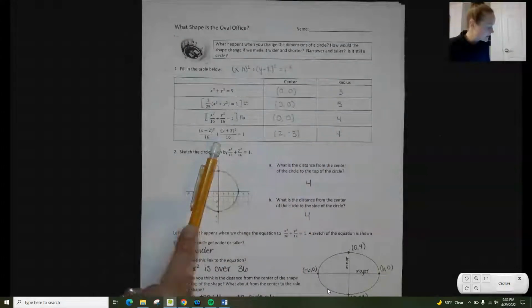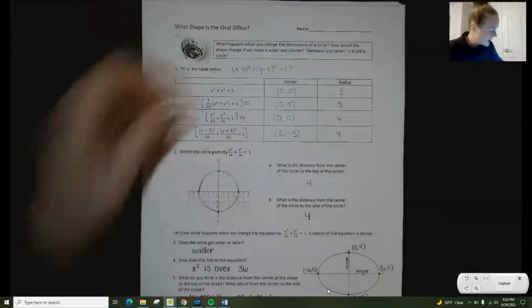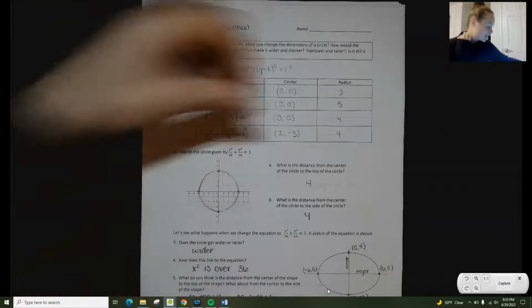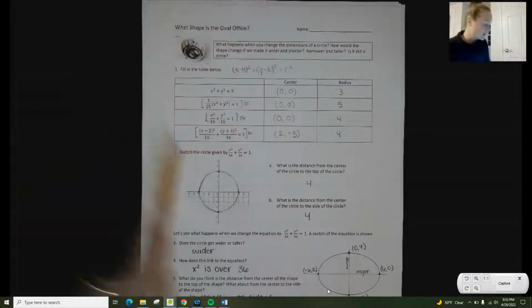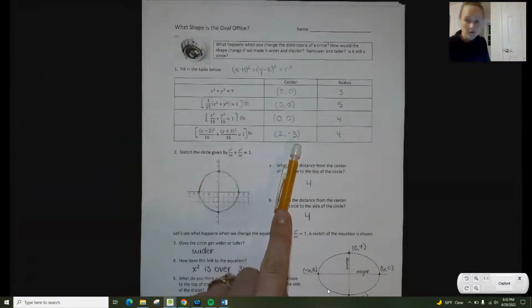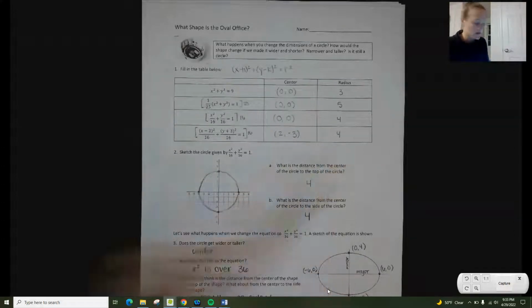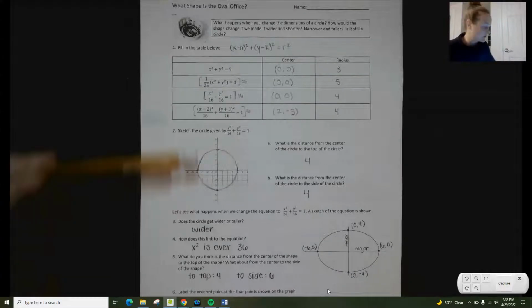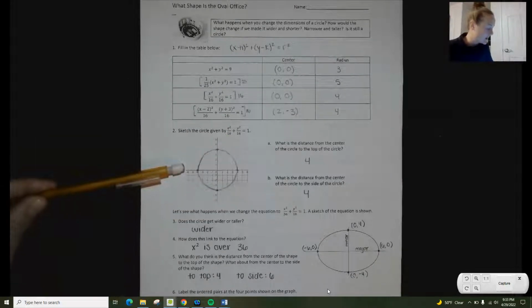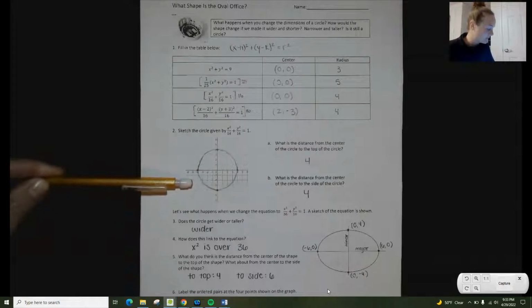And in this last one here, if you multiply both sides by 16, you get x minus 2 squared plus y plus 3 squared equals 16. So that one you end up with 2, negative 3 as your center, and then 4 as your radius. Now, I saw in class on Friday, most of you were able to graph this circle correctly. It has a center of 0, 0 and a radius of 4.